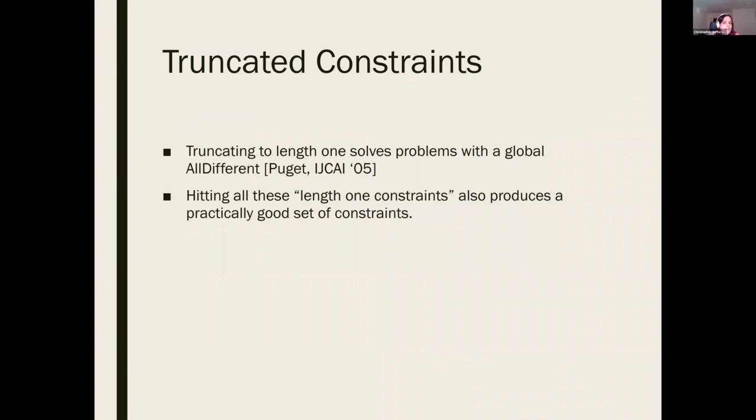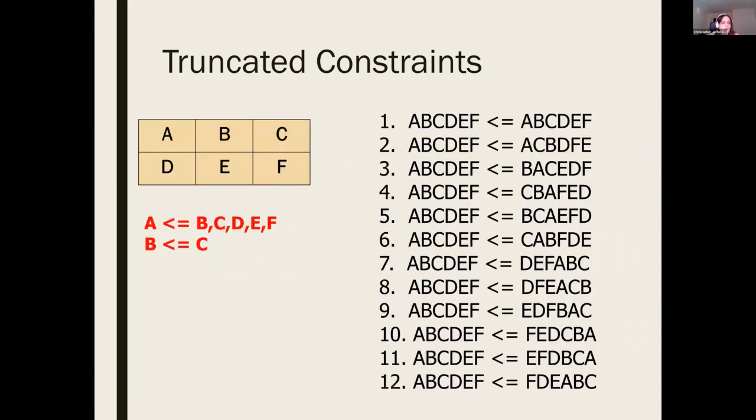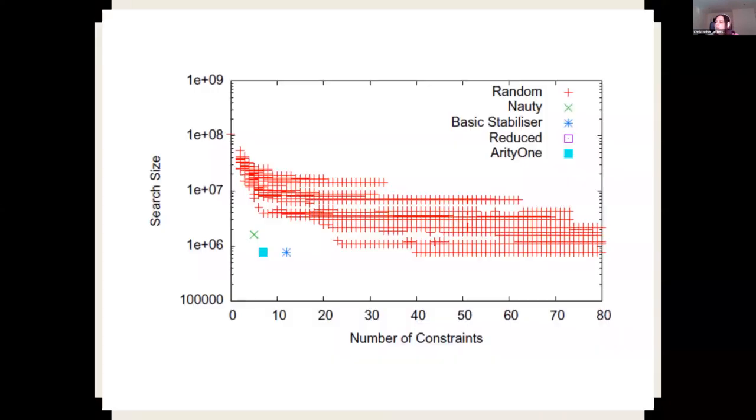And hitting these constraints, it turns out, is a really good way of breaking all the symmetries. So if I just pop back to my graph for a minute, this blue box down here is me adding just the length 1 constraints. I take all the Lex constraints, I truncate them all to length 1, skipping assigned variables, and I just put that in. And that turns out to be quite good as a symmetry breaking method.